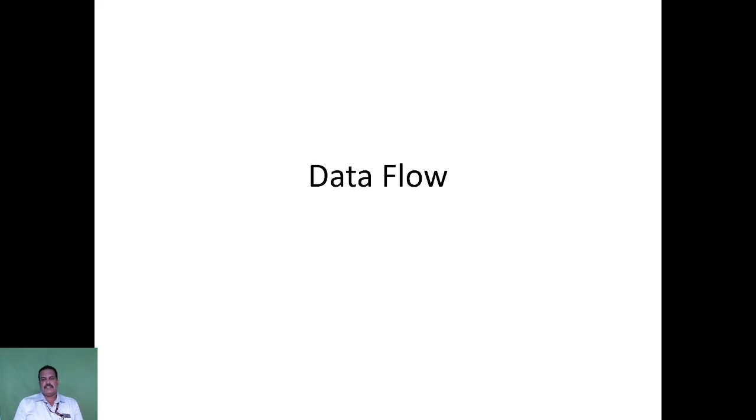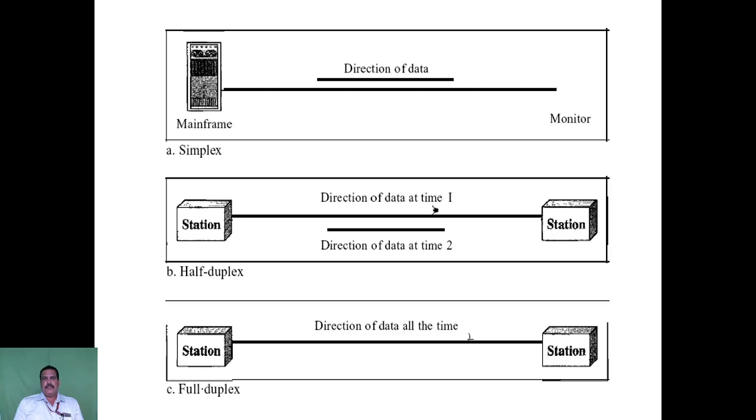So next we discuss the data flow. Data flow is nothing but how the data is transferred from one point to another. This is called data flow. Based on the data flow, we have classified the network into three different kinds. First one, simplex mode. The second one, half duplex mode, and the final one is full duplex mode.